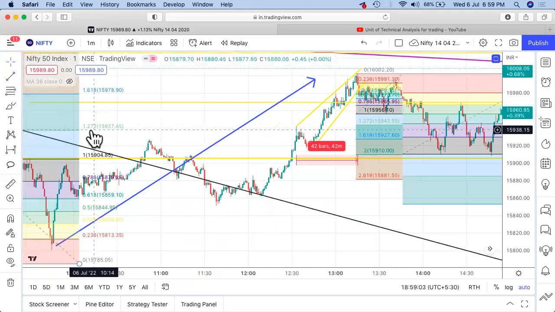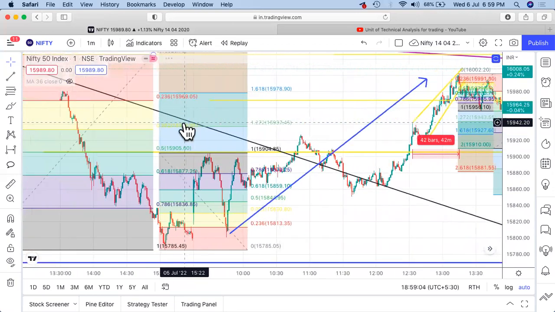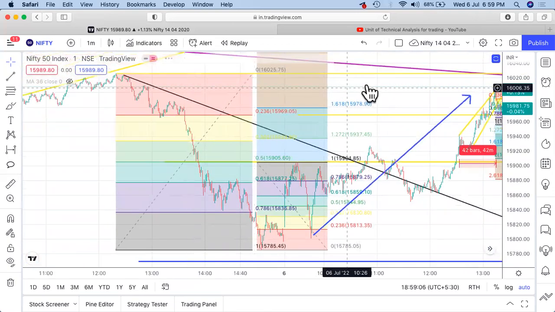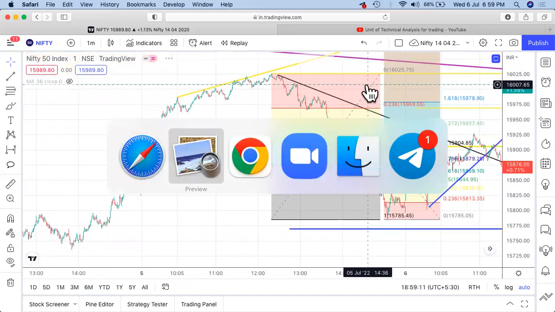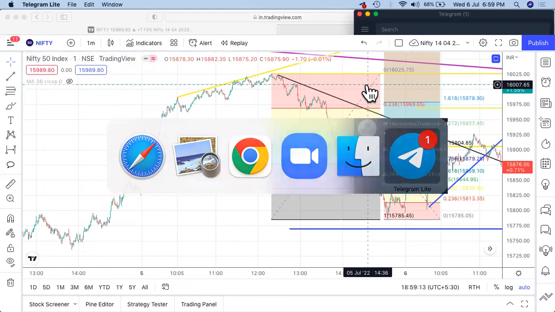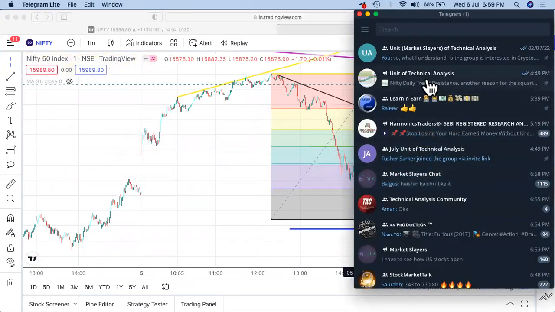We'll see one more example which was there yesterday. Yesterday there was a beautiful example, and we got a huge amount of points. Talking in terms of trade, let me just tell you.